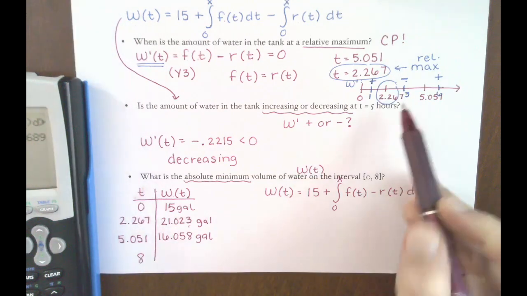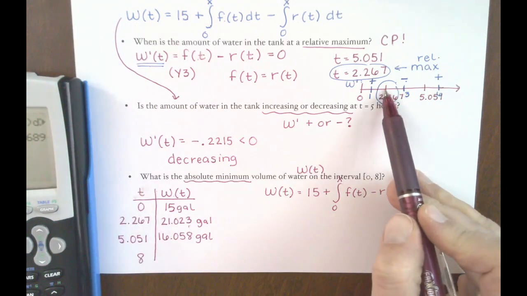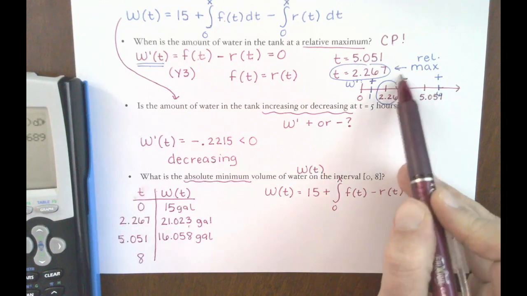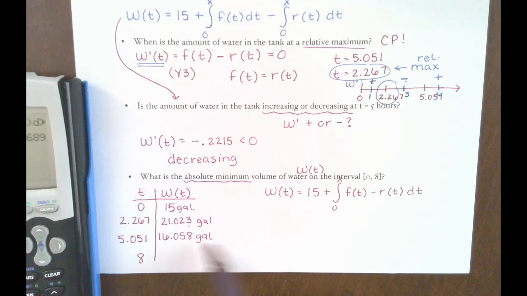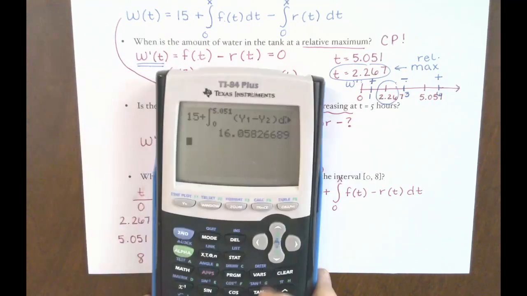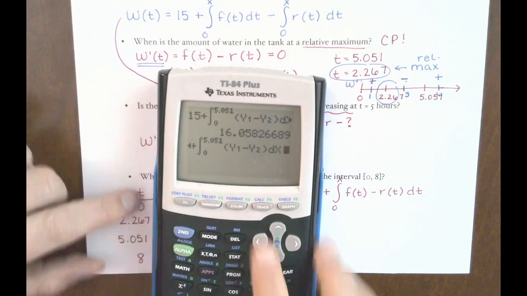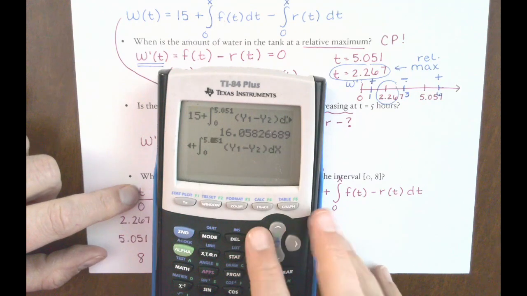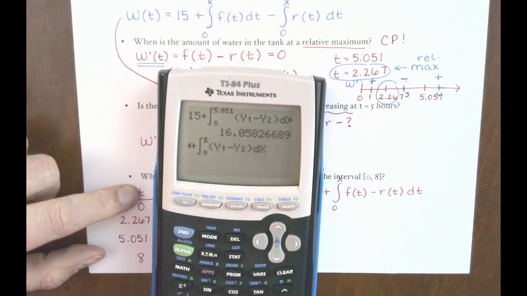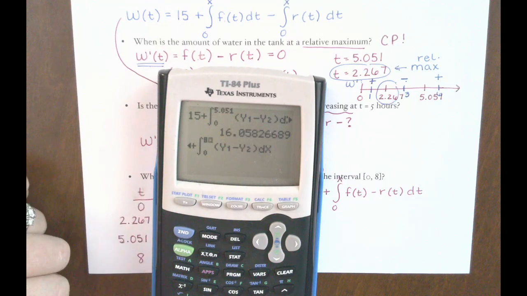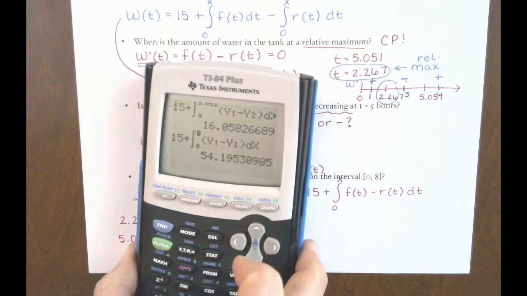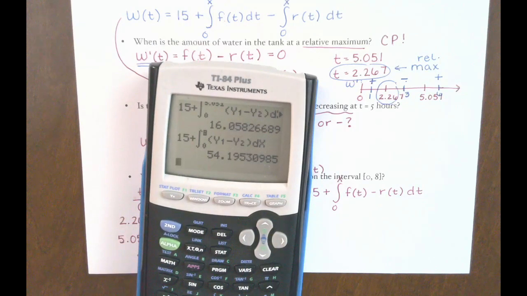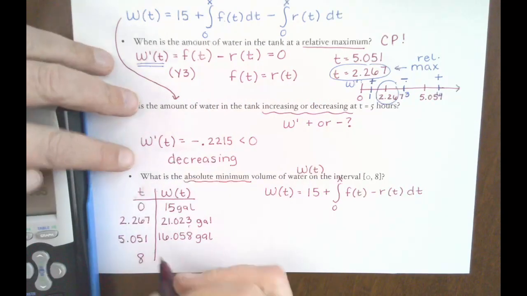Which again made sense because up here we said that from this 2 time to this 5 time, my derivative was negative, so I'm decreasing, and that's what I'm seeing happening here. Okay, let's check the same thing at 8. So I'm just going to do second enter and go back up here to this 5.051 and just change it over to an 8. Let's try it again. And look at that, that's a huge jump. I suddenly jumped to 54.195 gallons.